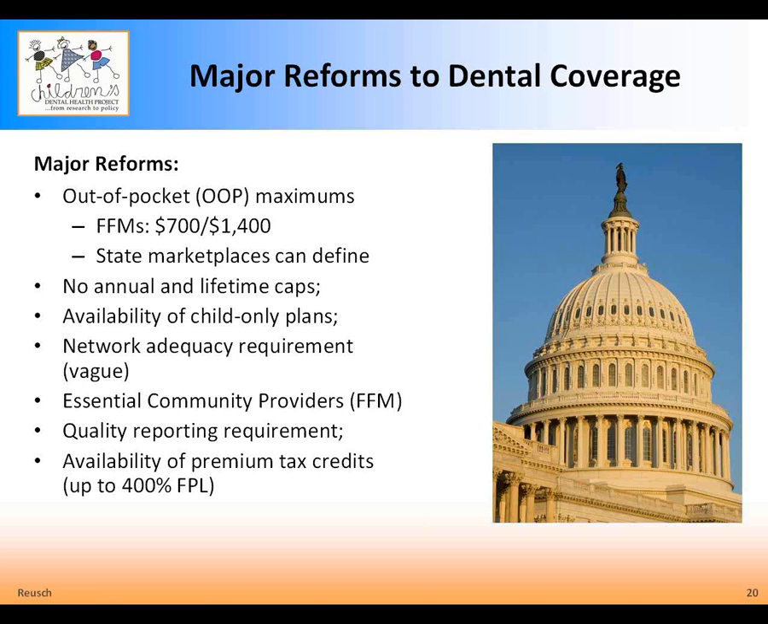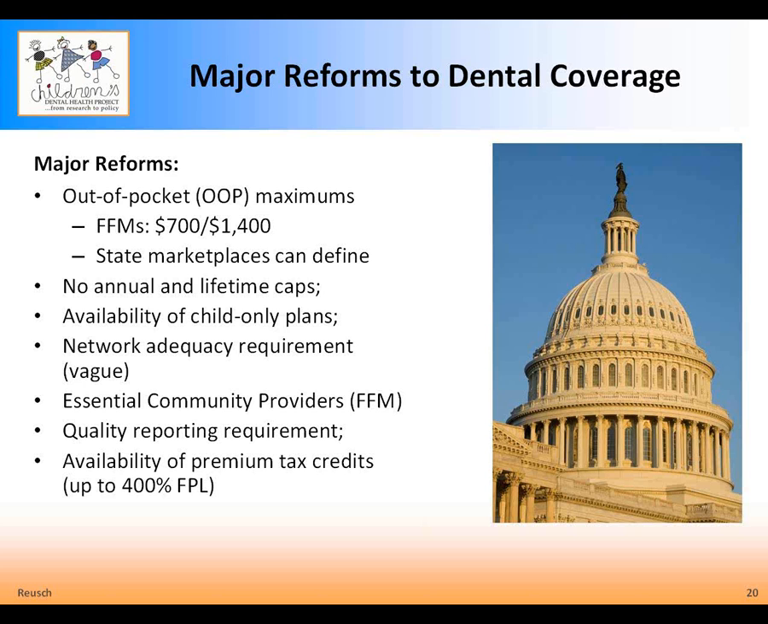It also makes available child-only plans because pediatric dental is really the only dental product that is subsidized through the ACA. It sets some vague requirements for network adequacy, and I'll talk a little bit about that later on in the presentation. It also requires, at least in the federally facilitated marketplaces, that plans contract with what we're now calling essential community providers, and these could be things like community health centers or FQHCs, to extend the networks of health plans in areas where we're seeing a lot of underserved individuals and families.